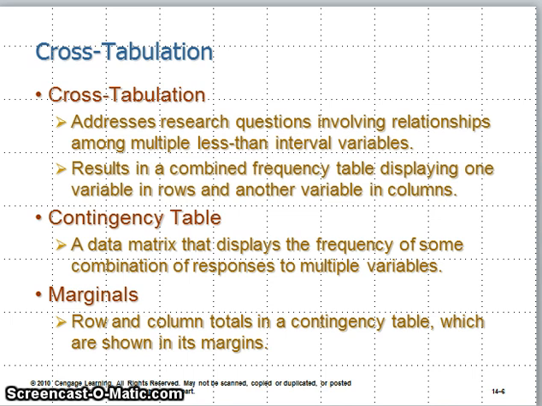What is a contingency table? It is a data matrix that displays the frequency of some combination of responses to multiple variables. What are marginals? Row and column totals in a contingency table, which are shown in its margins.